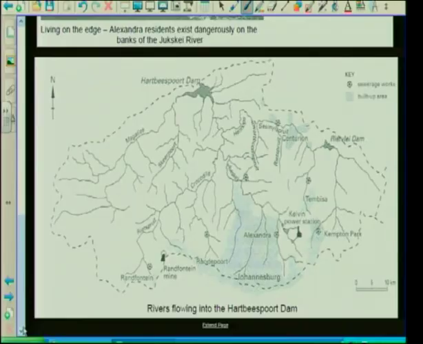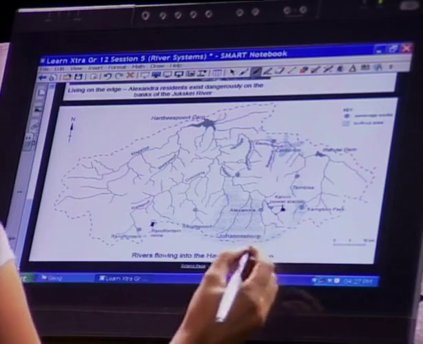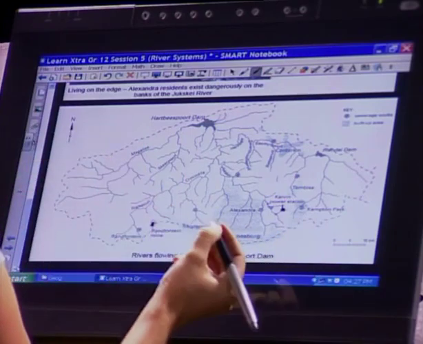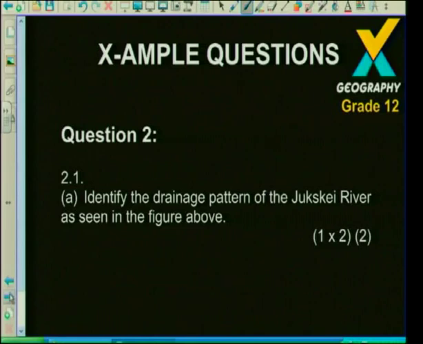The sewage works as they're found along the way towards the Hartbeespoort Dam. All these rivers are flowing northwards towards that Hartbeespoort Dam. So now that we've looked at the two sources, we can look at the questions that they have asked. The first question says, identify the drainage pattern.